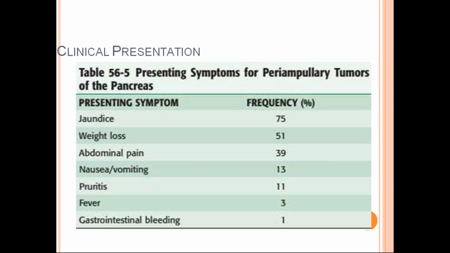So what is the clinical presentation? You already saw there will be the bile duct and the pancreatic duct. If periampullary tumors arise, what will happen? Bile flow will not be there. So obviously the patient presents with jaundice, that is obstructive jaundice. The most common presentation is jaundice, in 75%.